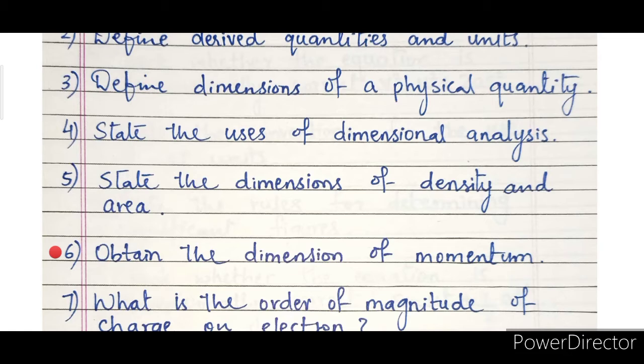When the question is asked, obtain the dimension of momentum or of any physical quantity, you have to first of all write down the formula, then write down the SI units in the numerator only and then write down the final dimension. And if the question says, state the dimension of any physical quantity, then directly write down the dimension of that physical quantity.